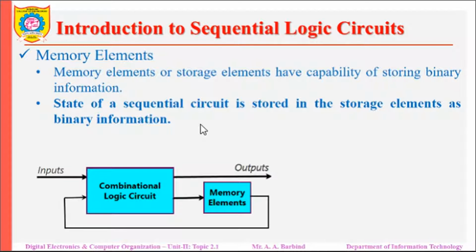The state of a sequential logic circuit which has two memory elements can be 0 0 or 0 1 or 1 0 or 1 1, like this. So if a number of memory elements are there, then the state of the sequential logic circuit will be defined by that many bits, and there will be more states for that particular sequential logic circuit.